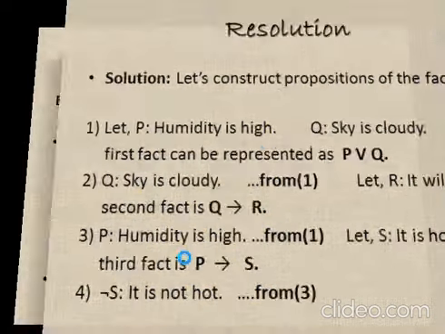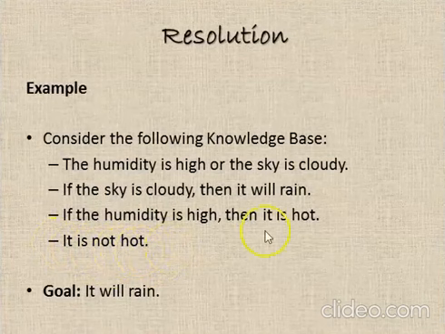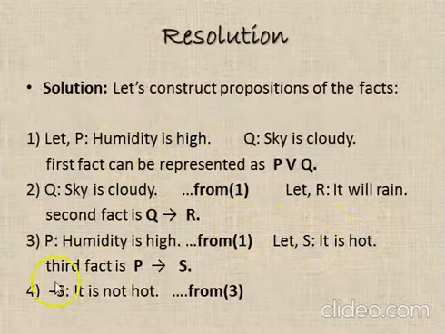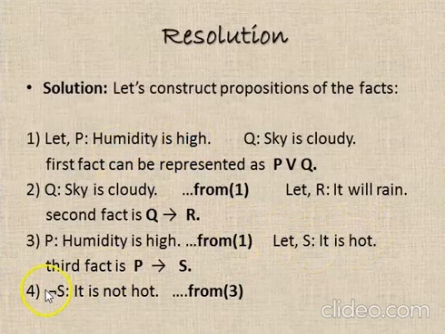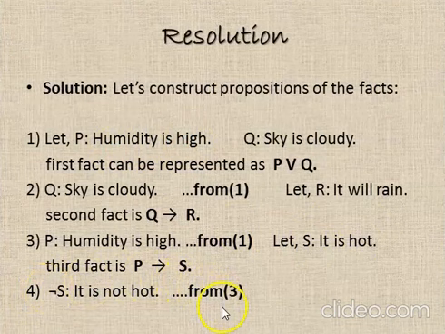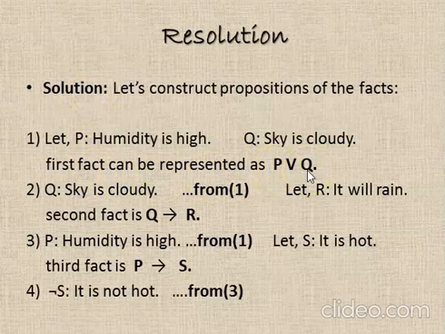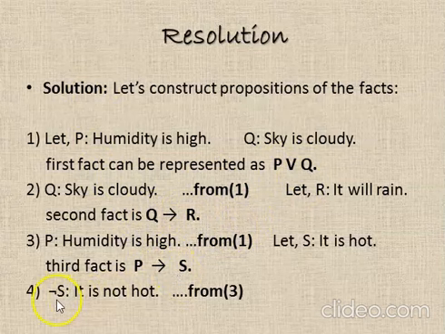Then the fourth one was it is not hot. We have already assumed S as it is hot. Then it is not hot will be the negation of this one. So the fourth statement will be not S. It is obtained from our assumption in 3. So this is the logical or first order logical form. So we were having 4 facts, and they have been converted into FOL as P or Q, Q implies R, P implies S, and not S.